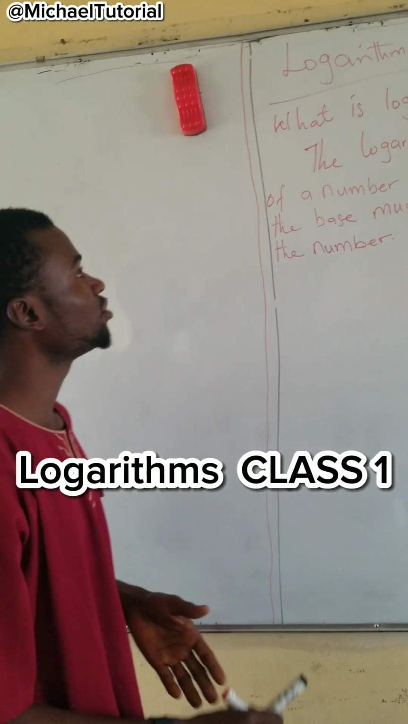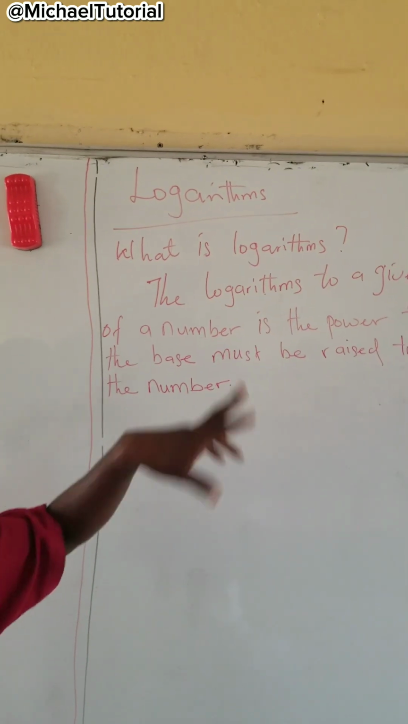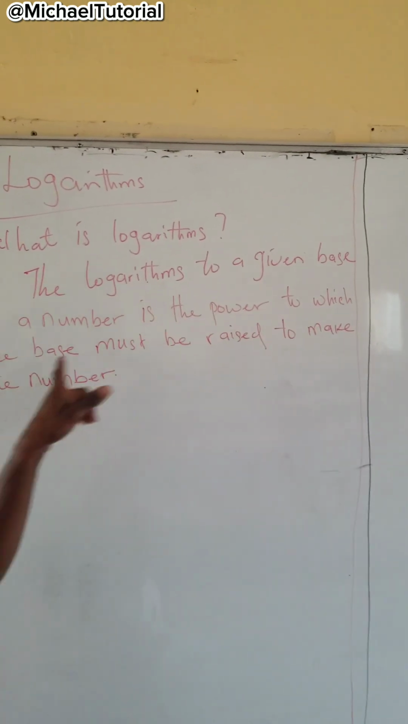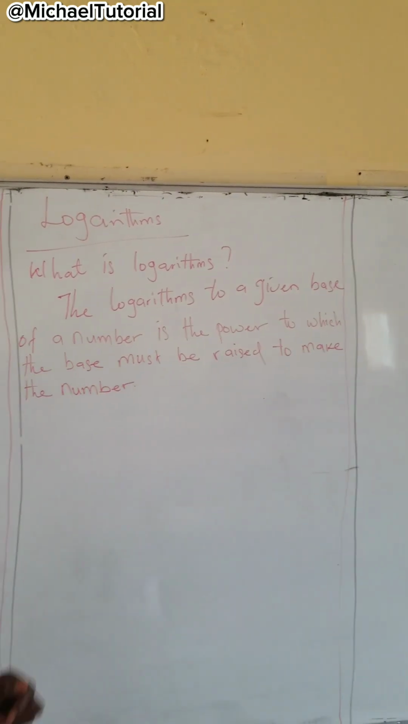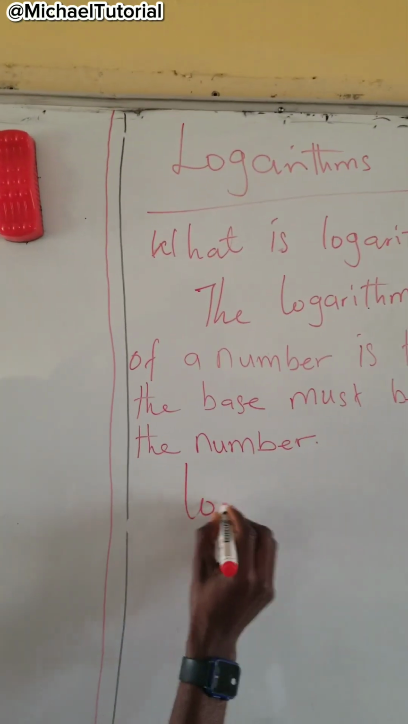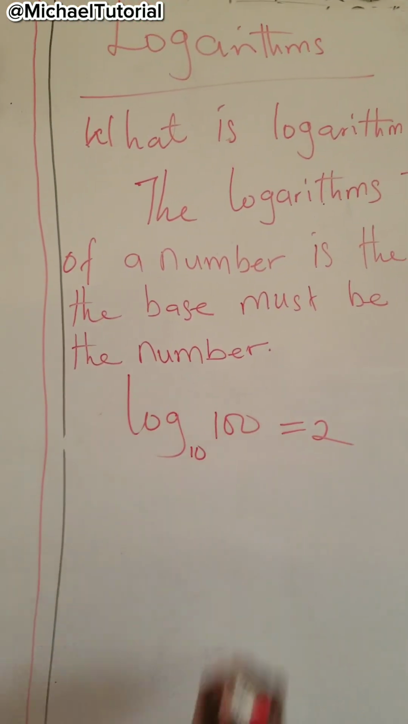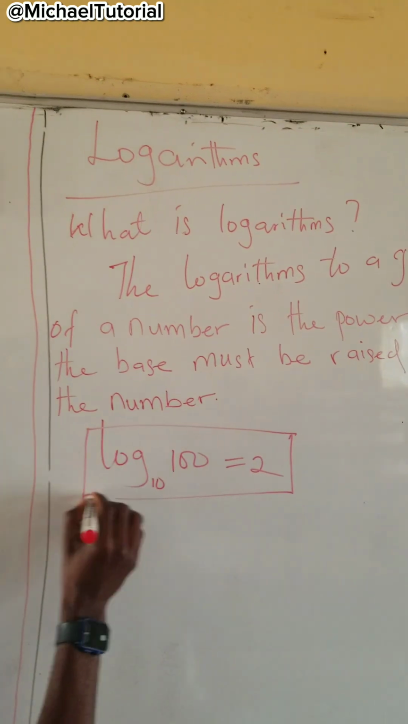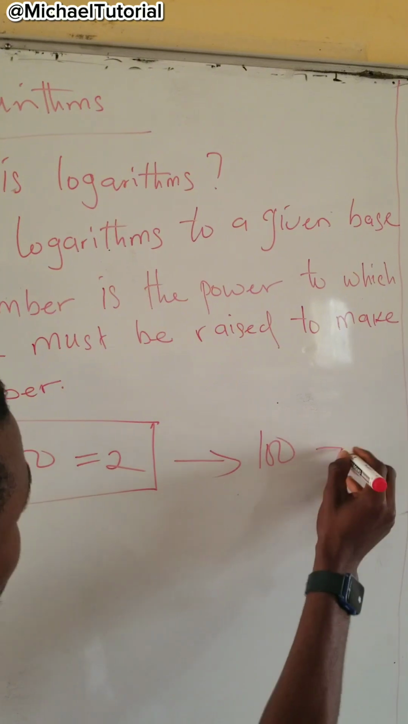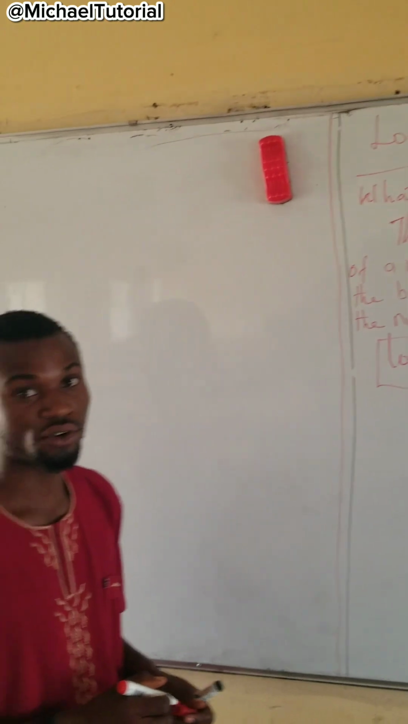In this class we'll be treating logarithms. So if I may ask, what is a logarithm? The logarithm to a given base of a number is the power to which the base must be raised to make the number. The meaning of this, in numbers: log in base 10 of 100 is equal to 2. This can be written as 100 is equal to 10 to the power of 2. That is the meaning of what I'm saying.